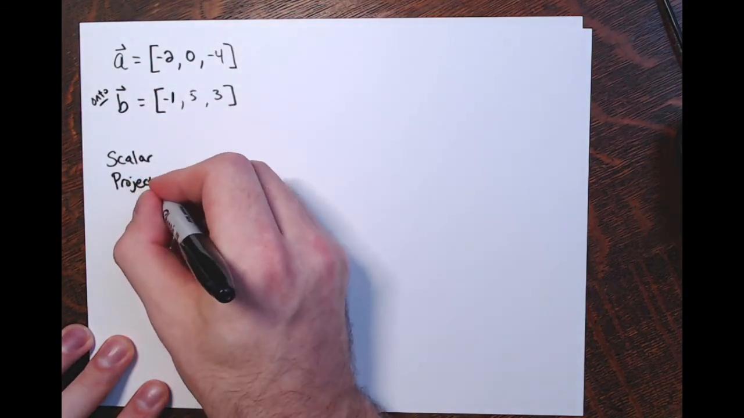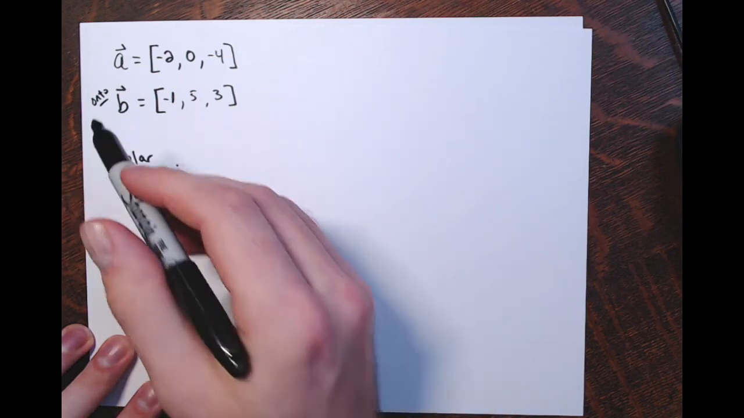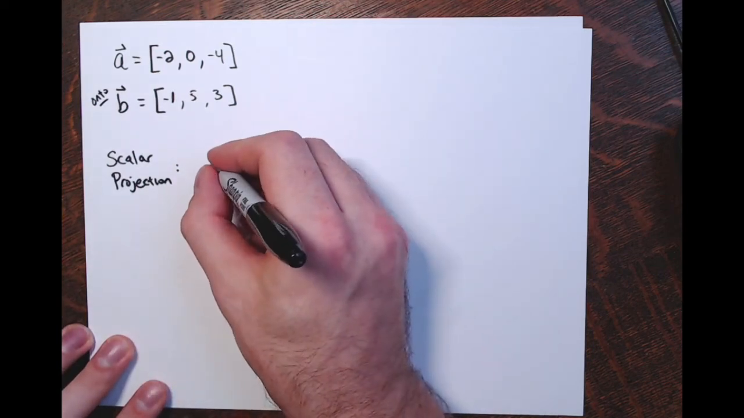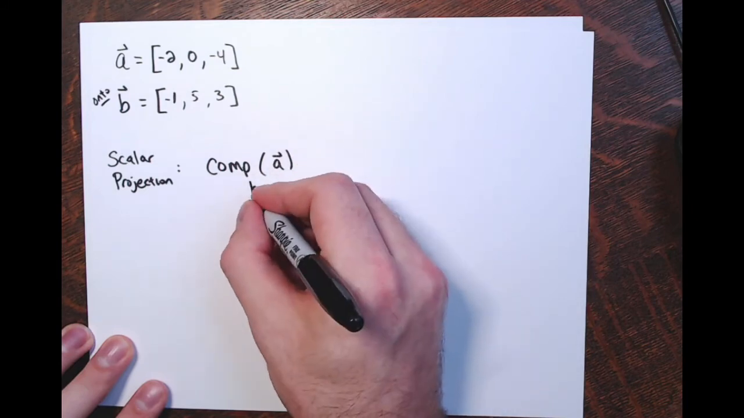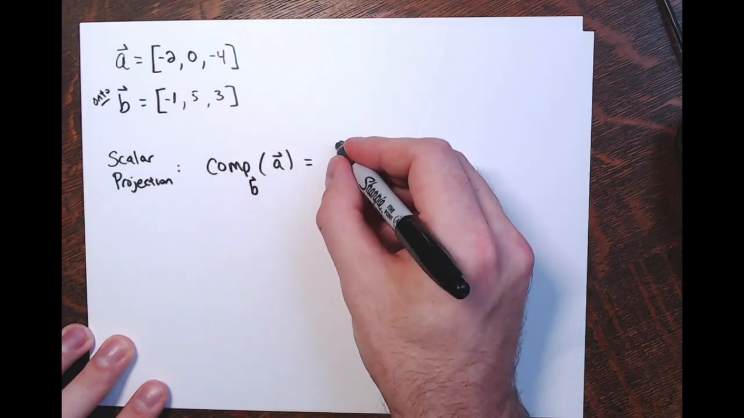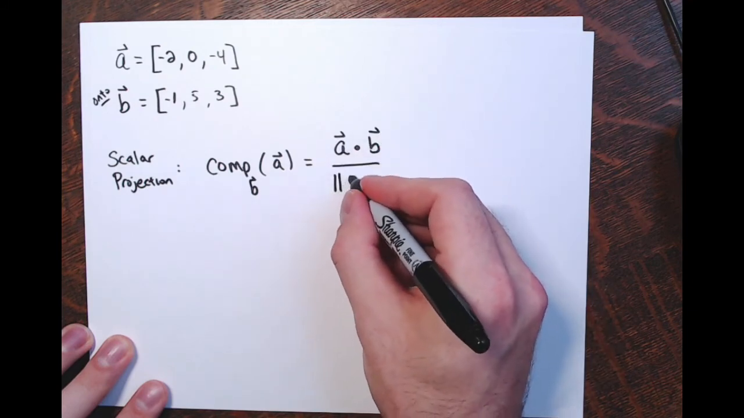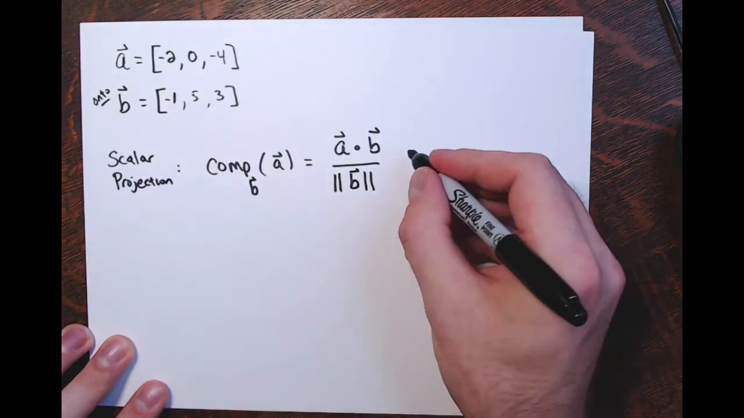So the scalar projection, again, is the length of that projection vector. If it's positive, it means the projection vector is pointing in the same direction as B, and if it's negative, it just means the projection vector is pointing in the opposite direction of B. So we're finding that component of vector A projected onto vector B, and that's A dot B in the numerator divided by the magnitude of B, the magnitude of the vector you're projecting onto, in the denominator.